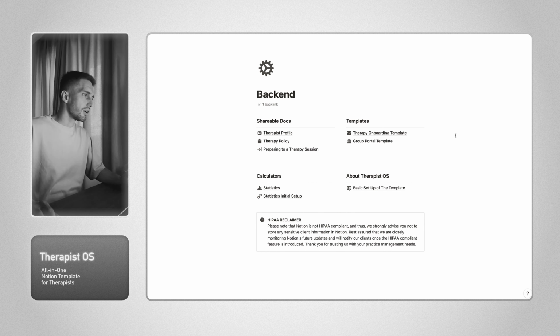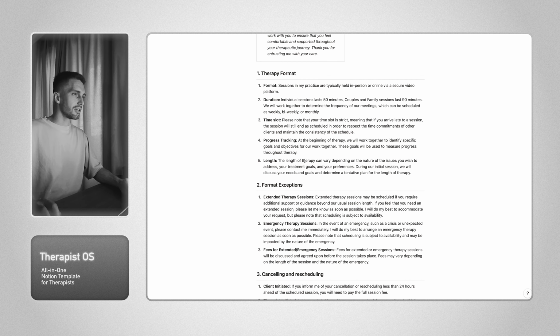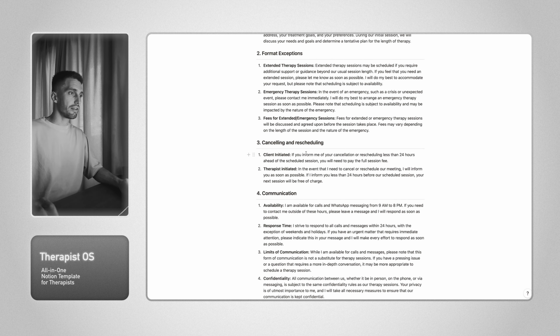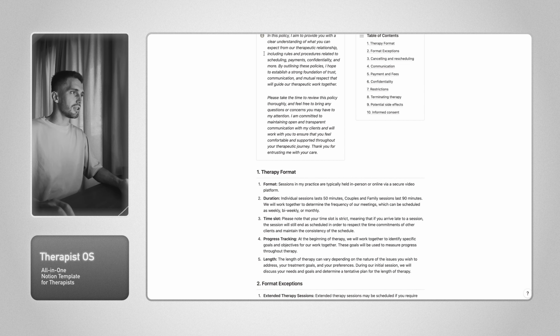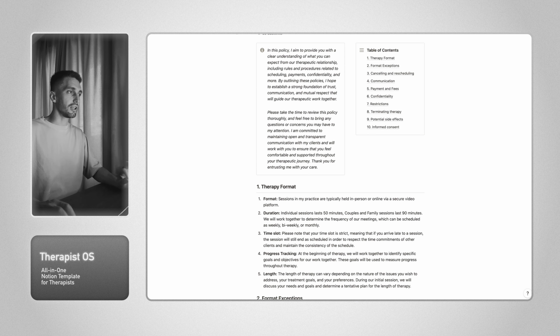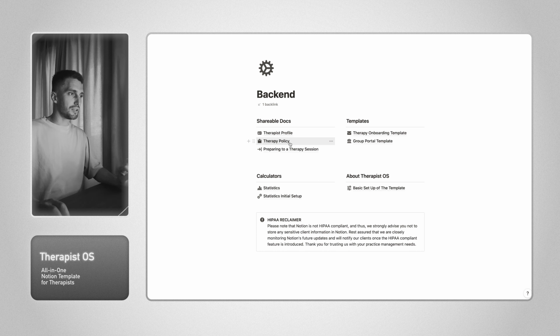That's it. And the next page is backend. This is where we store some of the shareable docs which you've seen before. It's the original page of therapist profile, the original page of therapy policy, and this article. So once you enter in here and change anything in this policy, every client you send your link to will see an updated version since then.